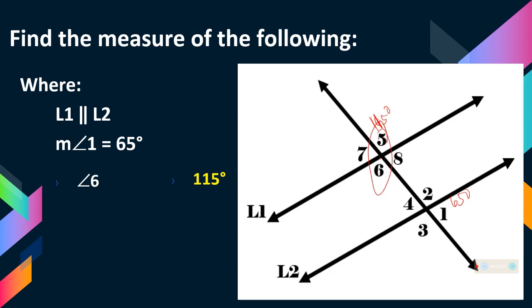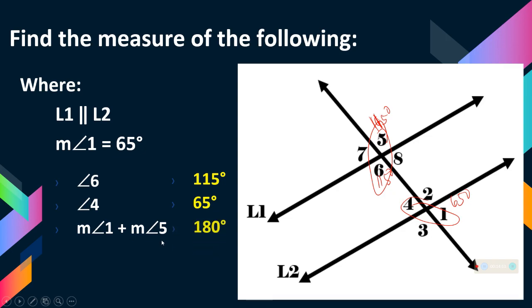So you may use the concept of vertical angles here. Okay? Again, vertical angles are congruent. So that's why this is also 115 degrees. How about angle 4 rather? Okay, so angle 4 is 65 degrees. Okay, again, we can use the concept of vertical angles. Vertical angles are congruent. Okay, how about the measure of angle 1 plus the measure of angle 5?